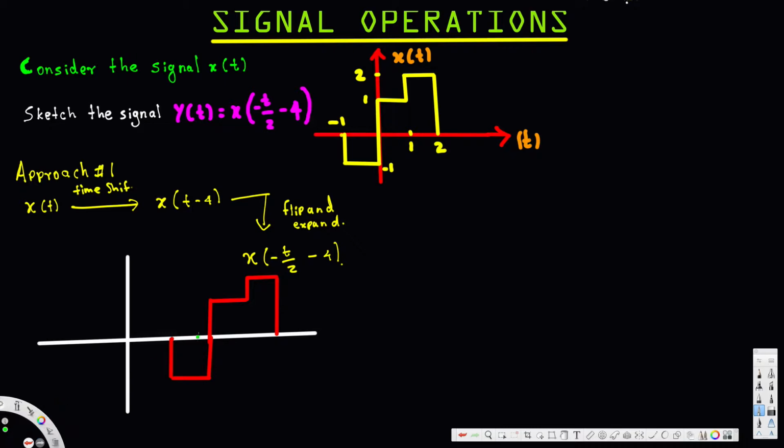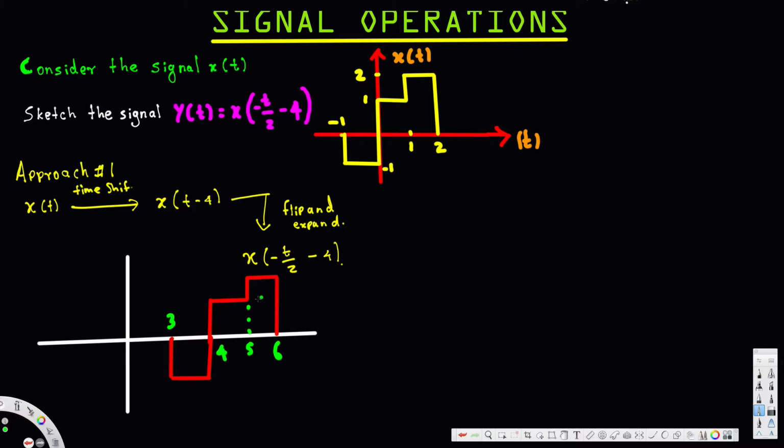So this is going to be what? Since we are adding 4 to this one, this is going to be negative 1 plus 4, that's going to be 3. And then 0 plus 4, this is going to be 4. 1 plus 4, that's going to be 5. And 2 plus 4, that's going to be 6. So 3, 4, 5, 6. This is going to be the time we are going to have.